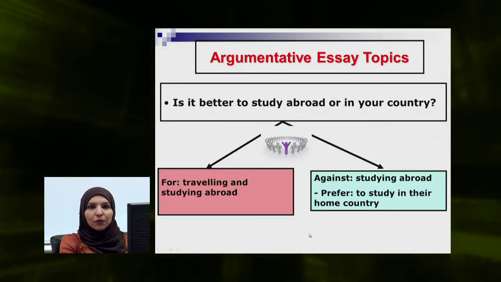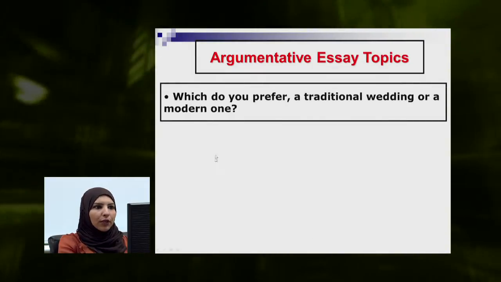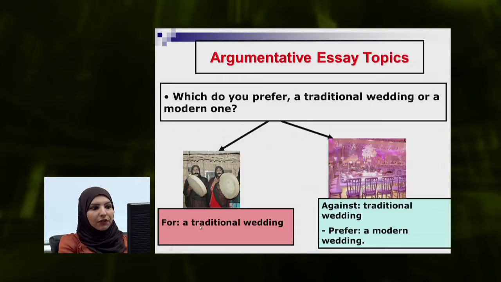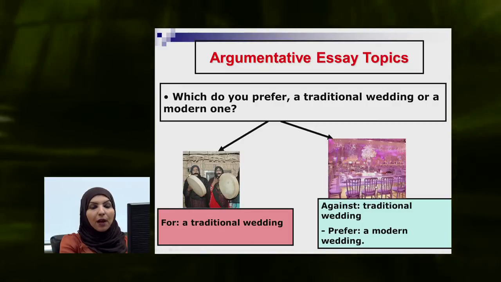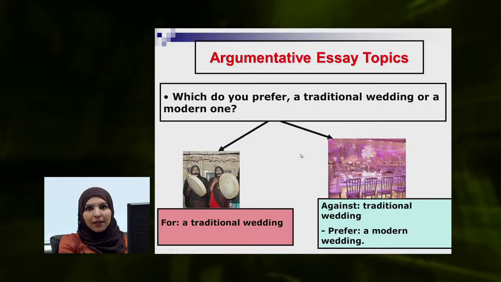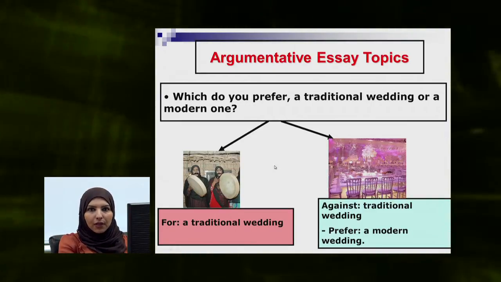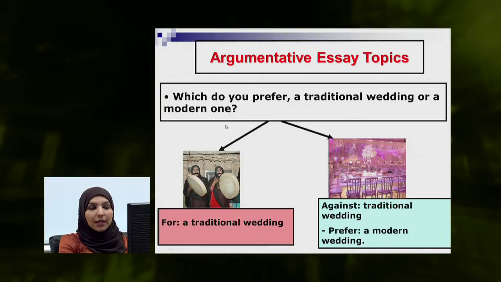And now let's move to a third argumentative topic, which is: which do you prefer, a traditional wedding or a modern one? Actually, there are people who are for traditional wedding. However, there are others who prefer a modern one. So, this shows that there are two points of view that differ from each other. Because of that, it's an argumentative topic that contains an argument.